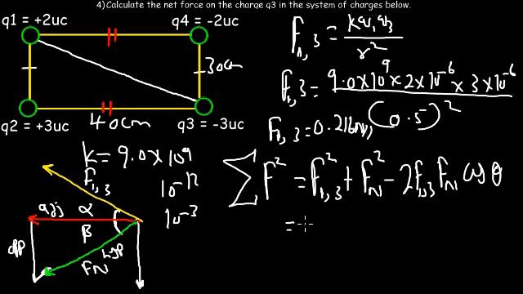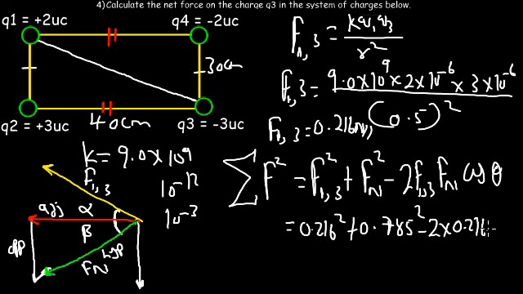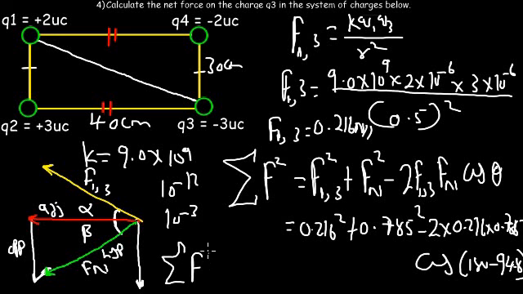So I'm going to substitute now. So I have 0.216 squared plus f sub n, we got that to be 0.785 squared minus 2 times 0.216 times 0.785. Okay, then multiply by cosine of 180 minus gamma, which is 94.8. Okay, so I'm going to type that into my calculator once and for all, and have f sub n squared, which is the summation of those forces.